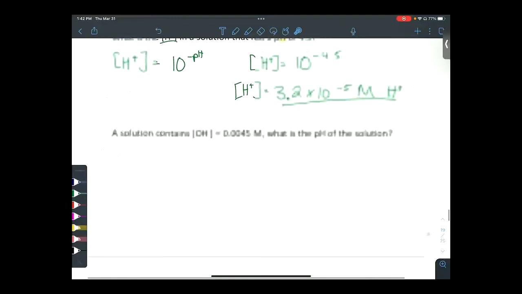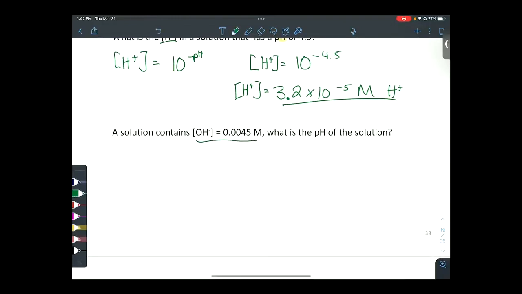Okay, so this one's a little bit tougher, the second one. We have a solution that contains this concentration of OH. What is the pH of this solution? So again, pH is negative log of H plus. So can I put that OH concentration into my equation? Can I just plug that in? No, I can't. I need H plus concentration. They gave me OH concentration. Dang. How can I get H plus concentration?